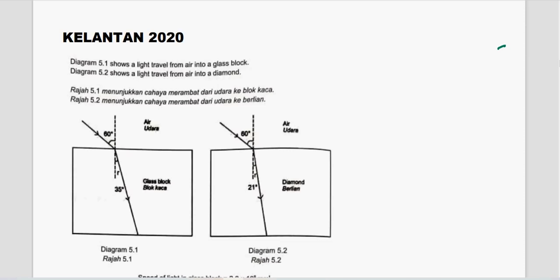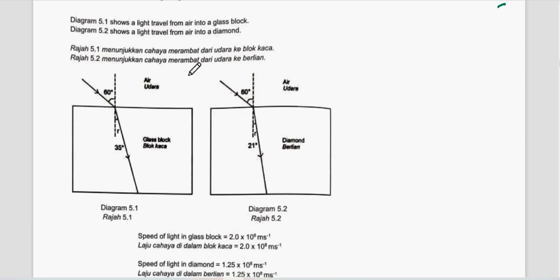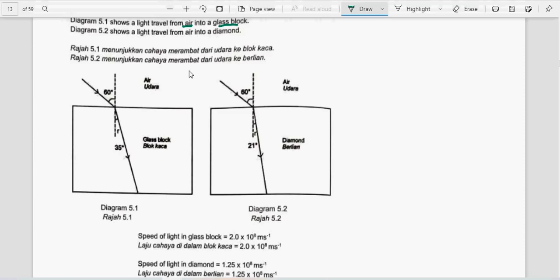Okay, still refraction. Now look at the Kelantan paper 2020. Look at this question. Diagram 5.1 shows light traveling from A into a glass block, and the second diagram shows light traveling from A into a diamond. Here is the glass block and this is the diamond. The incident angle is the same, which is 60 degrees, here also 60 degrees. But the refracted angle is not the same: in glass it is 35, and in diamond it is 21.